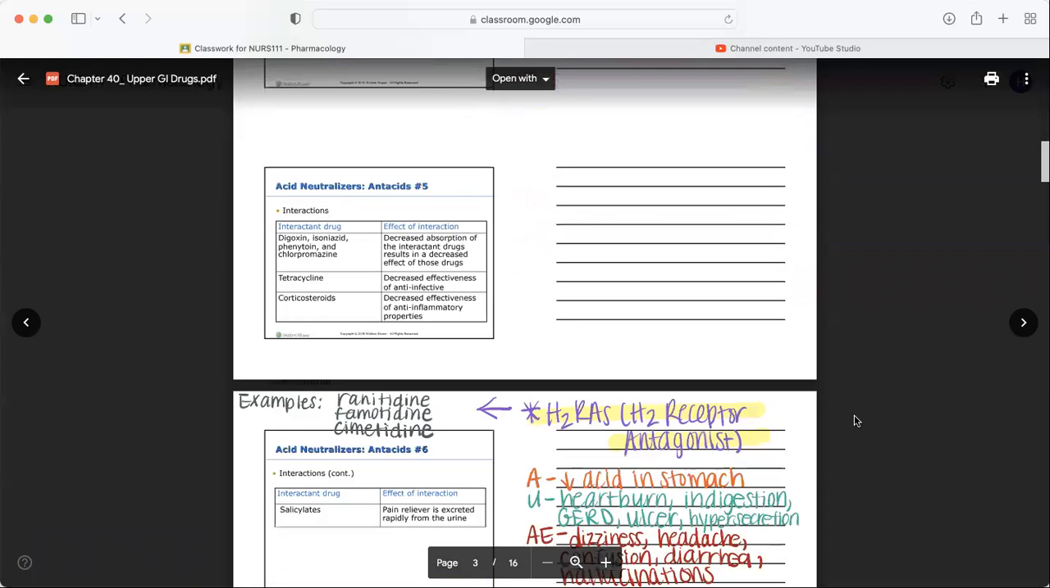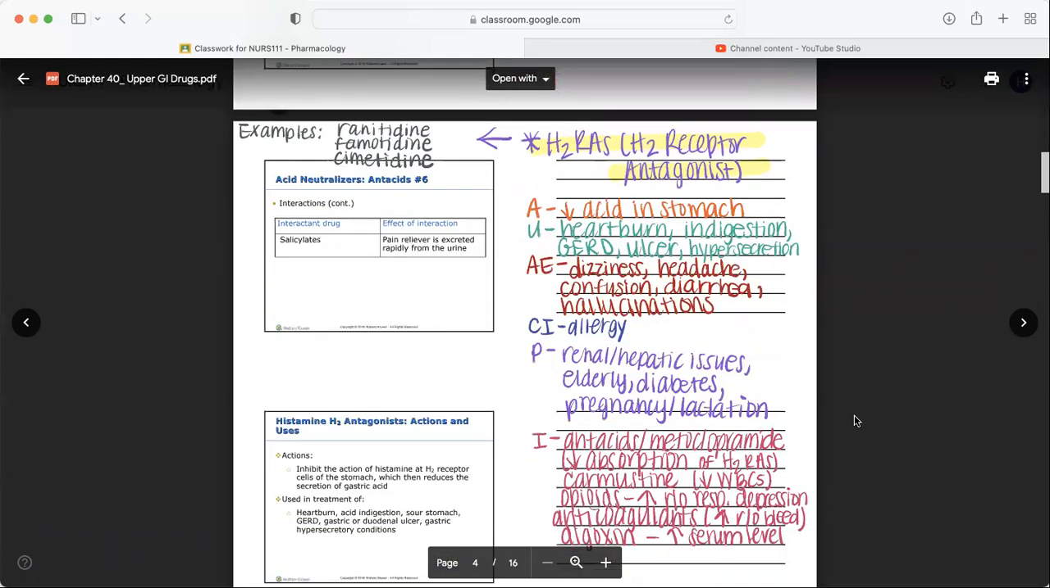So those are antacids. Let's move on to H2RAs, those H2 receptor antagonists. Histamine 2 receptor antagonists like ranitidine, famotidine, cimetidine, all your tadines, so your Pepcid. These decrease acid in the stomach as well. They help with heartburn, indigestion, GERD, ulcers, and also hypersecretory disorders, or hypersecretion, where our tummy is just producing way too much acid. Dizziness, headache, confusion, diarrhea, and hallucinations are probably not great side effects, but they are adverse reactions related to H2RAs. If you're allergic, you probably shouldn't take it.